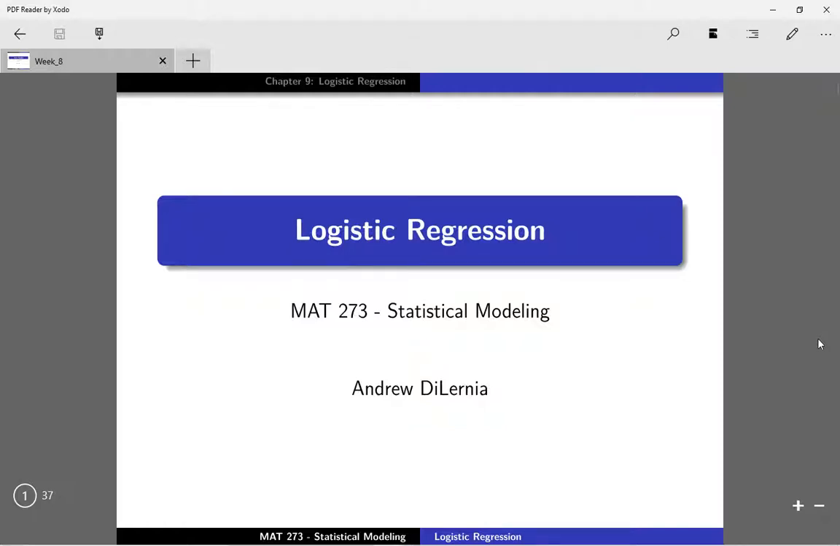Hi, everyone. Today we're going to talk about logistic regression for the first time. So moving on from ANOVA and multiple linear regression, we're going to talk about the situation where we have a binary or categorical response rather than a continuous response.